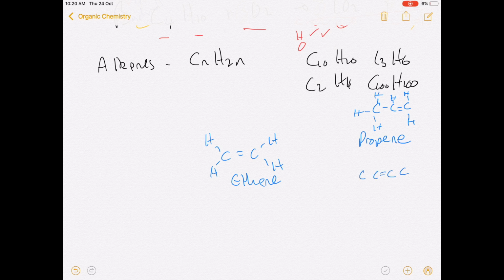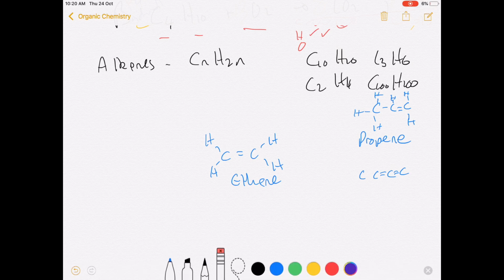Put the double bond here, or you can put it here. We really don't care, as long as it has 1, that is fine. So we're going to just have 1, 2, 3, 4. Again, count to 4. Write in your hydrogen. C4H8, count them up, is going to be butene.